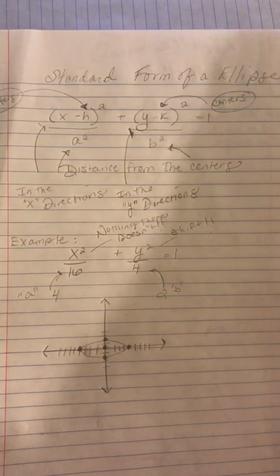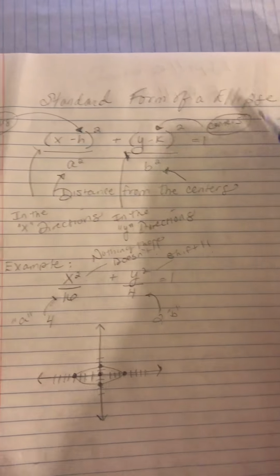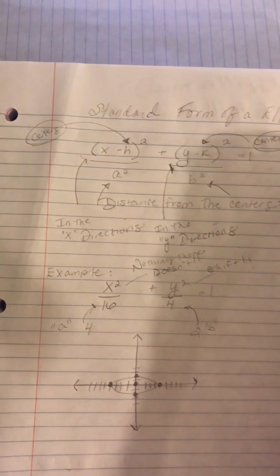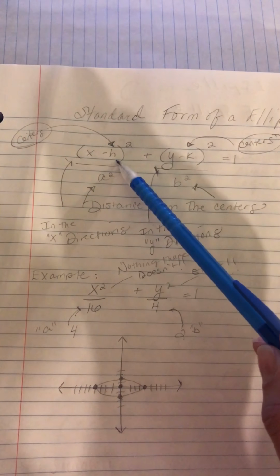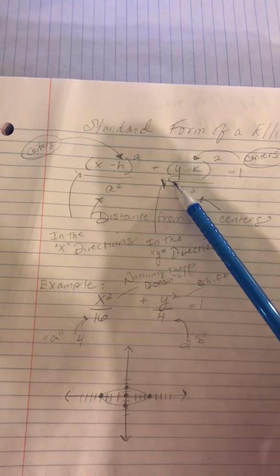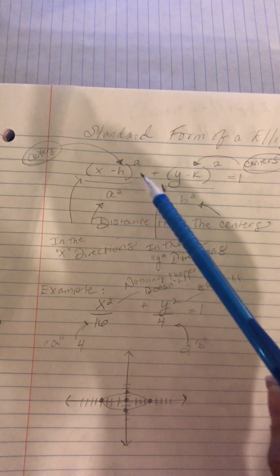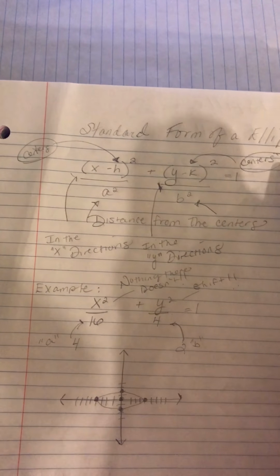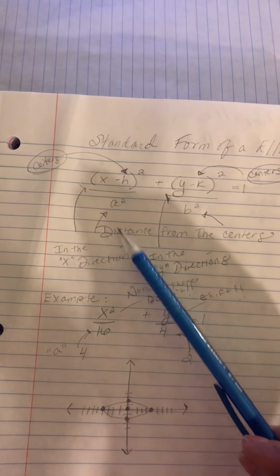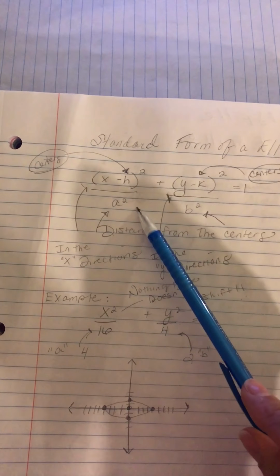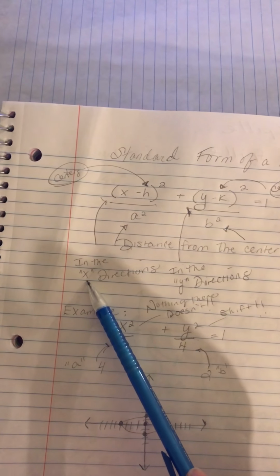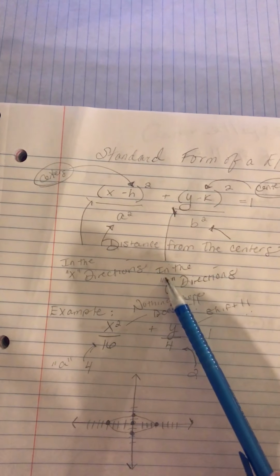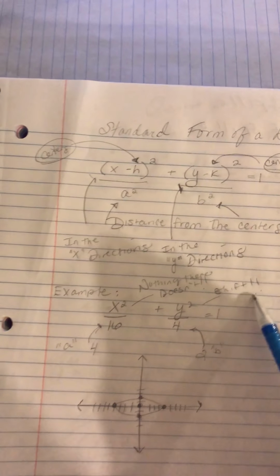This is the standard form, or the equation, of an ellipse. It has the x minus h and the y minus k, and the h and the k are going to be the center. And then we have the a and the b, which are the distances from the center. The a is going to be in the x direction, and the b is going to be in the y direction.